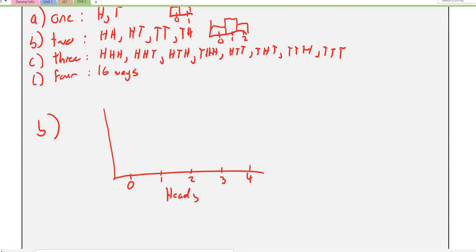For this one, what's the chance of us getting 0 heads? How many ways can we get 0 heads? 1. Out of how many ways total? 16. We're doing 4. So the probability of this one is going to be 1/16.